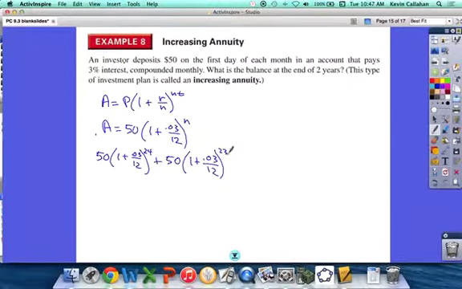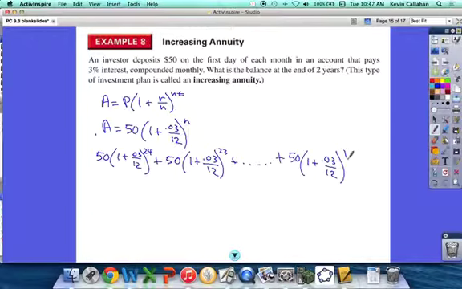Right, the next amount would be 22, 21, all the way until you got to 1 month before the end, and then that $50 would be in there for 1 month. Right, that'll be 50 times (1 plus 0.03 over 12) to the first.